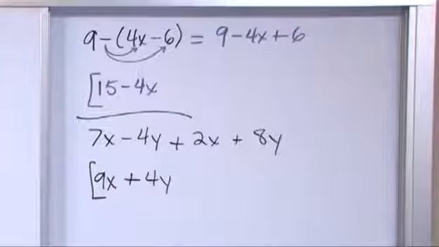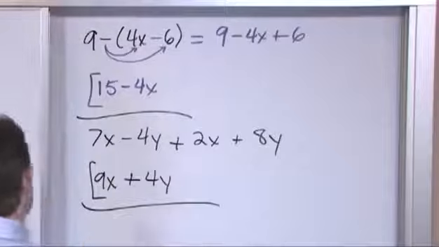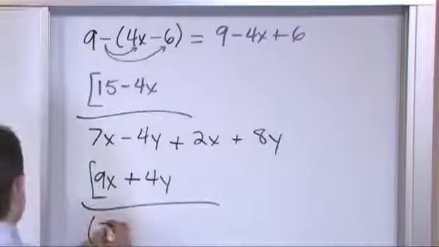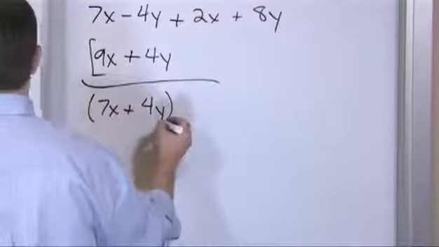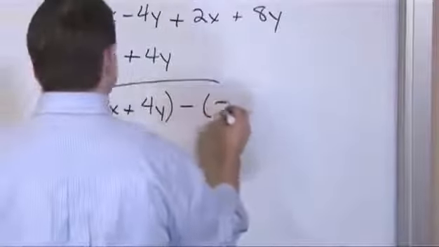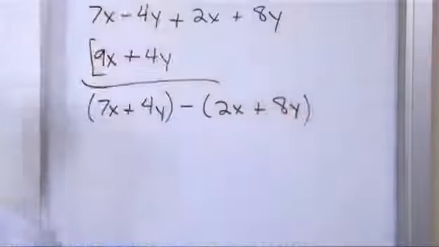So always scan. Try to find the terms that have the same exact variables in them, and then those things are things you can add together. So what if you have something a little more complicated? 7x plus 4y minus 2x plus 8y. And that's the second term.